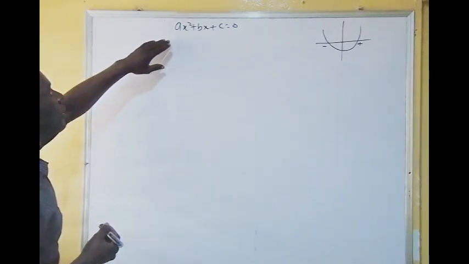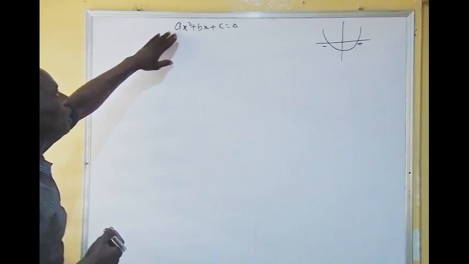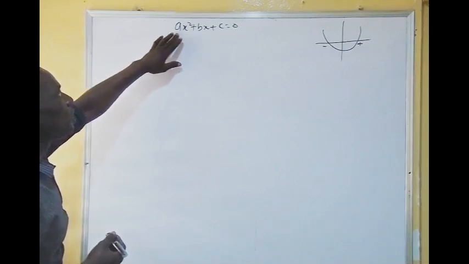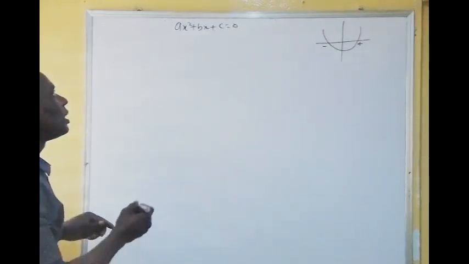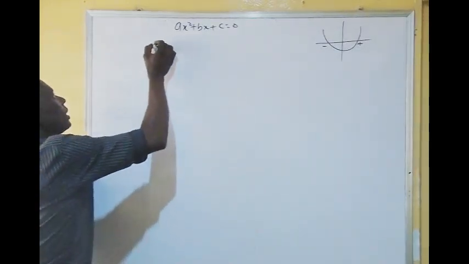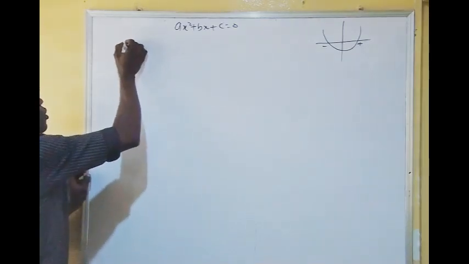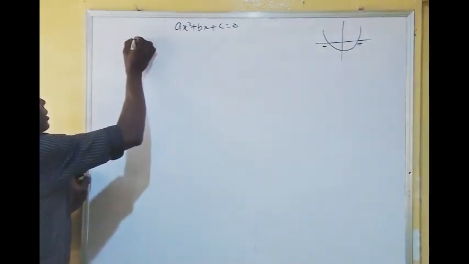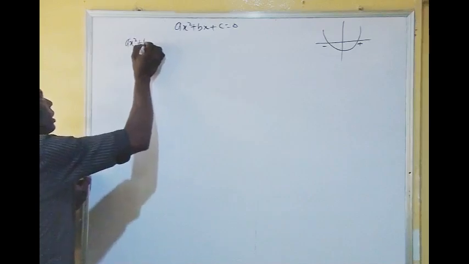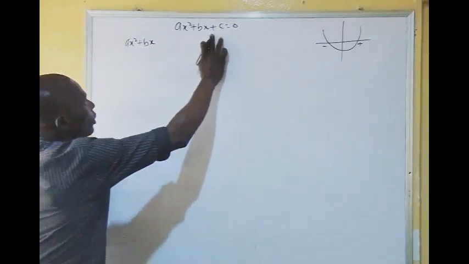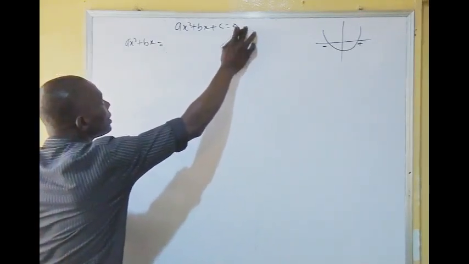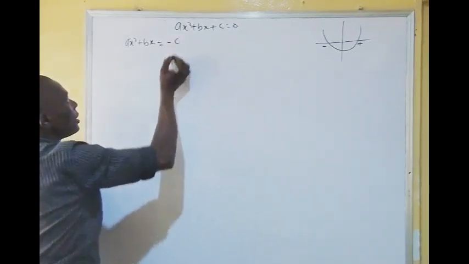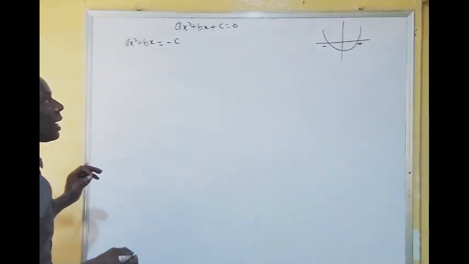First thing to do, once you are given a quadratic equation of this nature, is to ensure that the constant term is moved to the right hand side. So this becomes ax squared plus bx equals, as it moves to this side it becomes negative, because 0 minus c gives us a negative c. That's the first thing to do here.